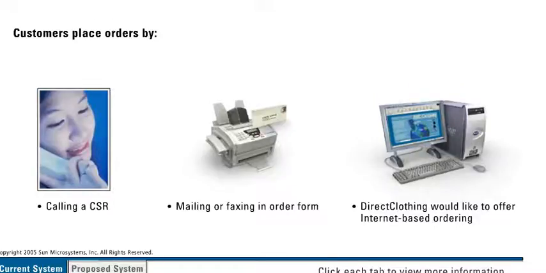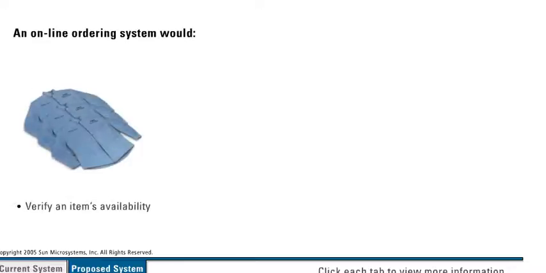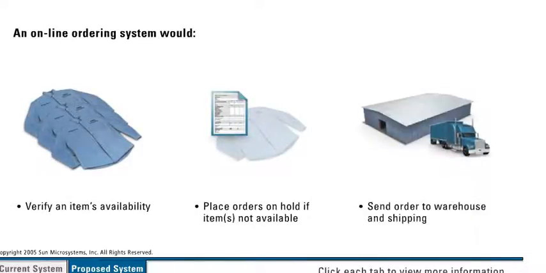Now, Direct Clothing would like to offer internet-based ordering, so this is what we will define as our proposed system. So click the Proposed System tab. Now, what Direct Clothing would like the proposed website to do is when a customer places an order, that the item's availability is first checked. And if the item is available, then the order is sent to the warehouse and shipped. But if the item is not currently available, then that order is placed on hold until the item is available. And then once that item comes in, then the order gets sent to the warehouse and shipped out.